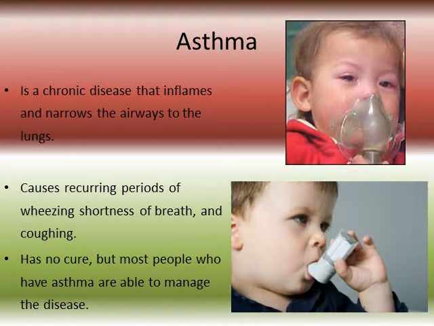Asthma. Asthma is thought to be caused by a combination of genetic and environmental factors. It is a common chronic inflammatory disease of the airways characterized by variable and recurring symptoms, reversible airflow obstruction, and bronchial spasms.